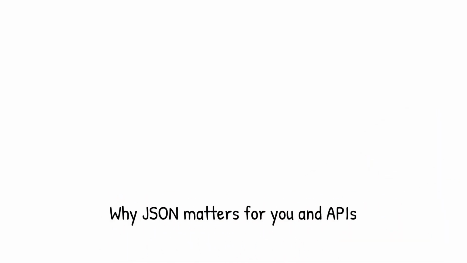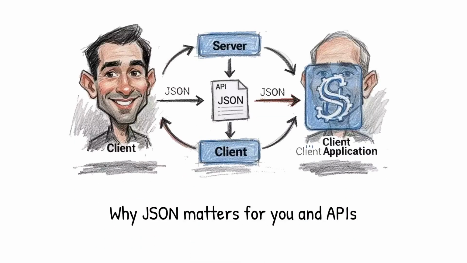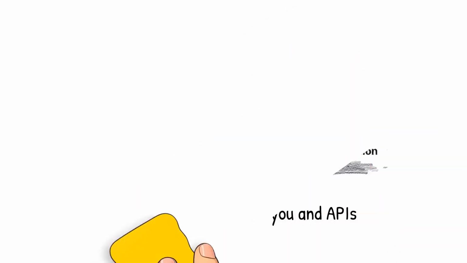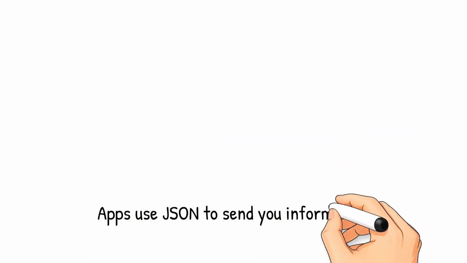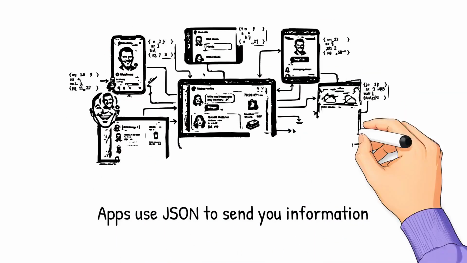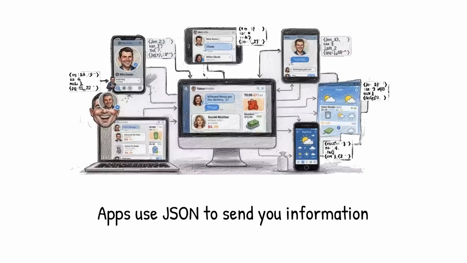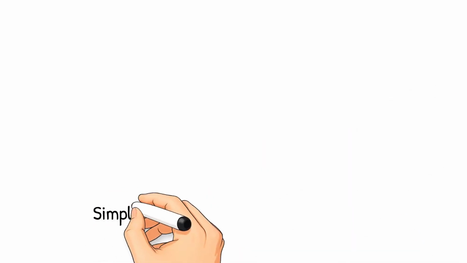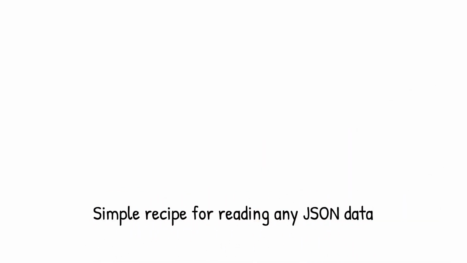And this is exactly why JSON matters so much for you. Remember episode 2, where the server sends back a response? That response, the actual data inside it, is almost always written in JSON. Every single time an app loads your profile, your messages, a product list, or a weather forecast, the data arriving behind the scenes is JSON. So once you can read JSON, you can quite literally read the information flowing through almost every app on the internet.